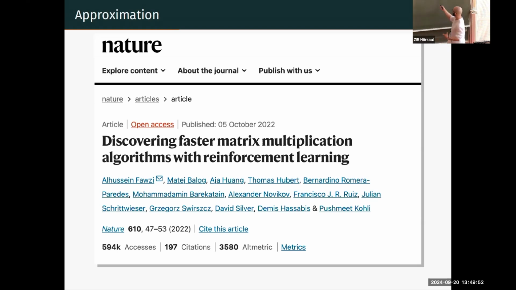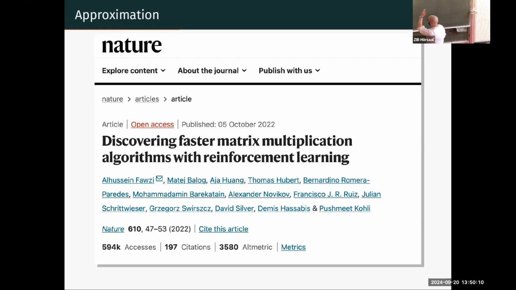Yeah, so in this case, each round consists of finding one component of this low rank decomposition, and the feedback is, okay, either you didn't succeed and you were this far off from decomposing the matrix, or you did succeed and you needed this many rounds, i.e. this many components. Yeah, and then you're trying to minimize this as well.